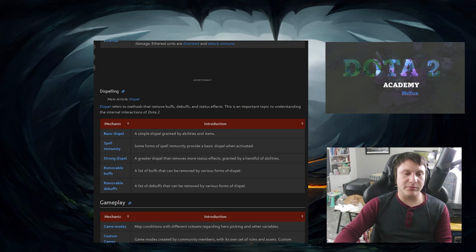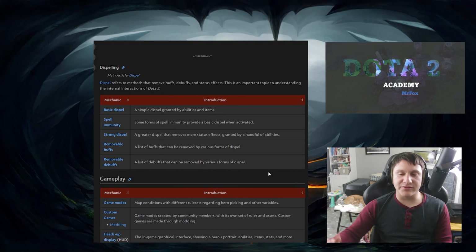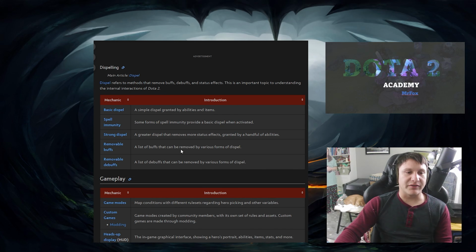And then there's removable buffs and removable debuffs. They could be removed by various forms of dispel, which is generally going to be that basic dispel, and then removable debuffs, a list of debuffs that can be removed by various forms of dispel. It's pretty simple. So by using a dispel, you can potentially get rid of buffs, debuffs, and most likely other things similar to roots, stuns, silences, depending on those types of root spells and silences. Okay. And that's going to be everything.